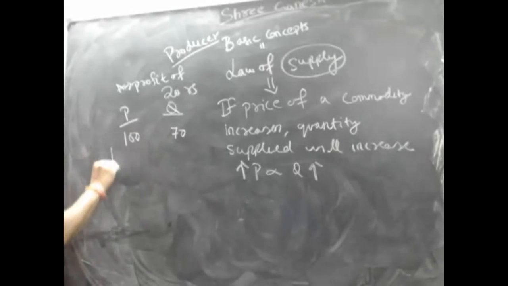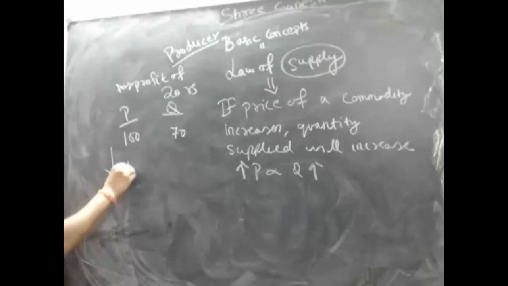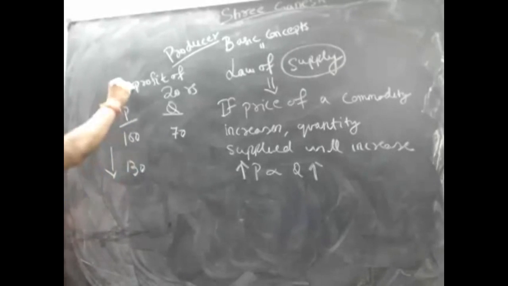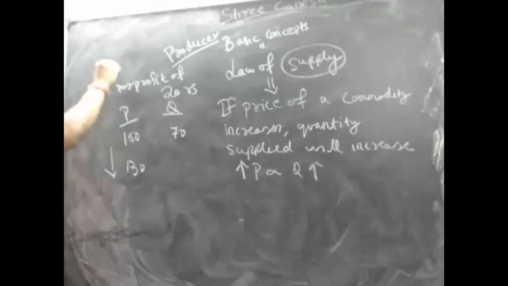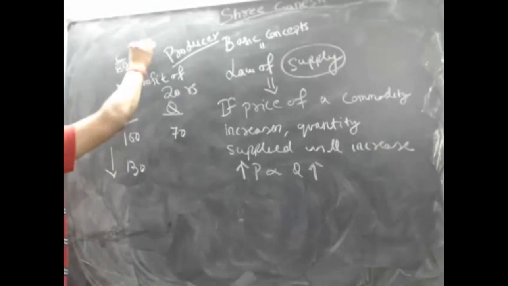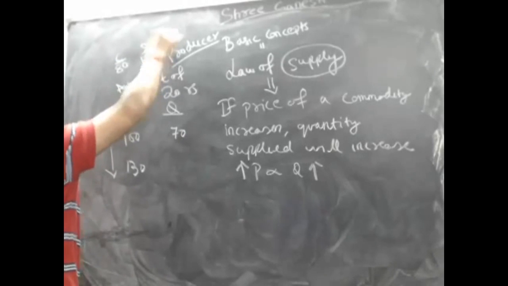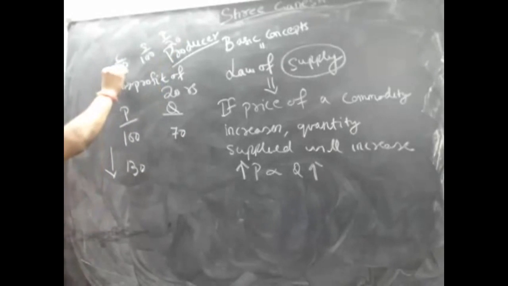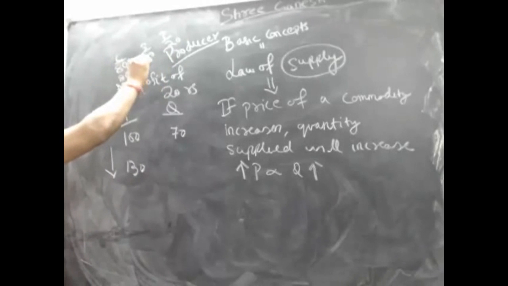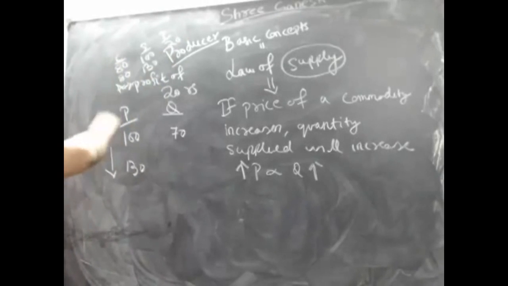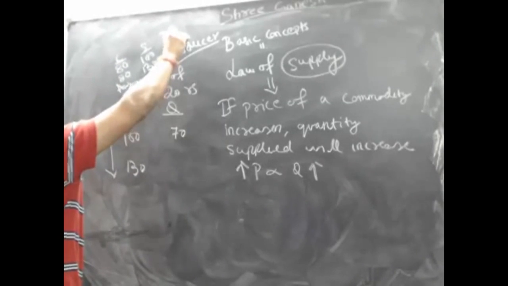Now what happens in the economy? Price increases. So price becomes 130. His cost is still the same. Earlier he was buying it at 80. This was his cost and he was selling it at 100. As a result, he was making a profit of 20 rupees. Now his cost is still 80, but he is able to sell the product at 130. So his profit will become 50.